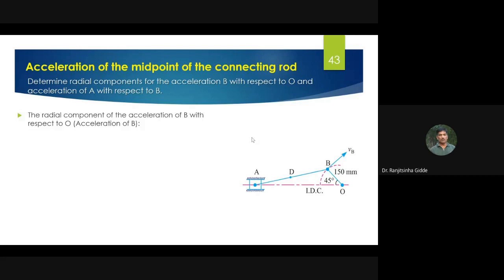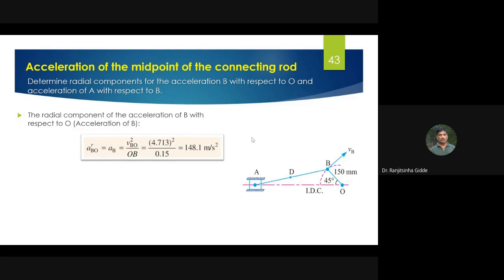The radial component of the acceleration of B with respect to O, in bracket you can write acceleration of B. So whatever way we got the velocity diagram, in the same manner, just by following the procedure for acceleration diagram, we need to get the location of D, and finally we will get the acceleration of that midpoint.